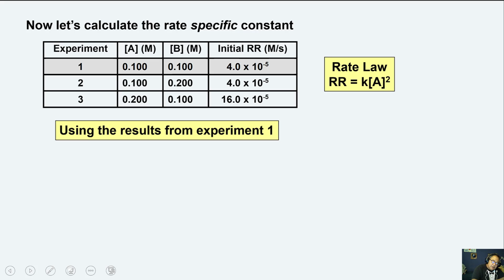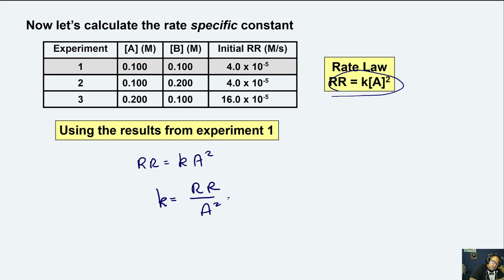So I know that the rate law, I've put it up here, is this, right? So I can say reaction rate, RR, is equal to K times A squared, and then I'm going to rearrange this because I want to find K. So K is equal to RR over A squared, and then I just plug numbers in. Well, let me just do it. So then I'll do experiment 1, that's 4.0 times 10 to the minus 5th, and the units are molarity per second.